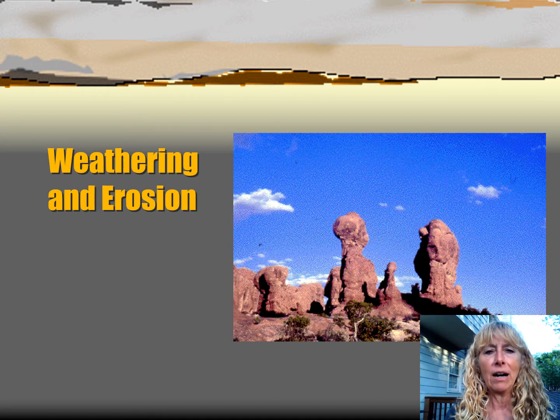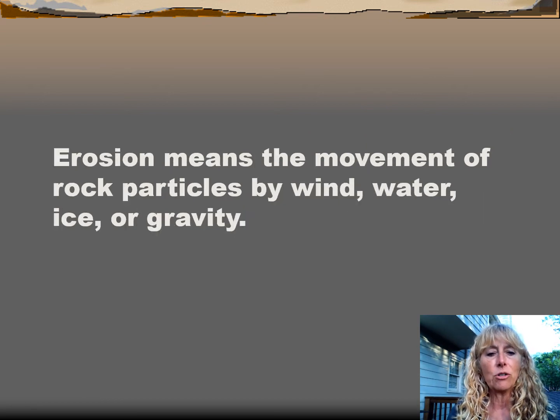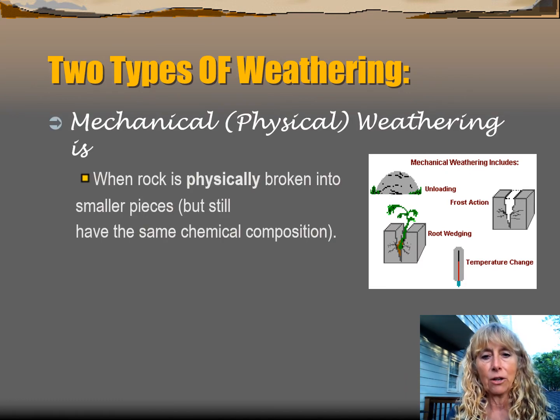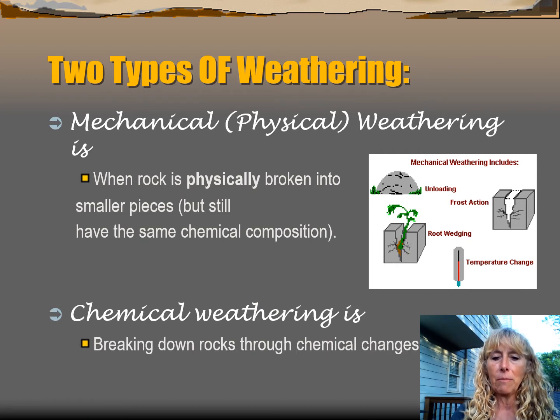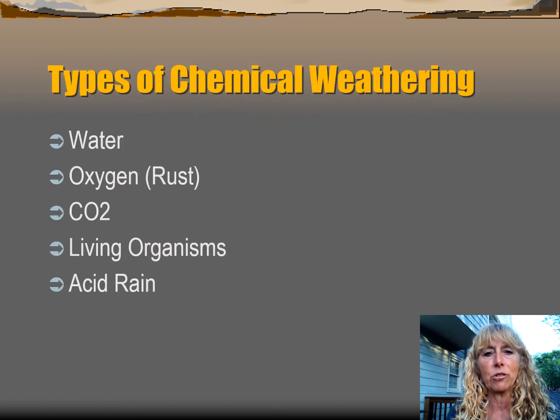So just to review a little bit what you learned in the last lesson about weathering and erosion, weathering is the process of breaking down rocks and other substances at Earth's surface, and erosion is the movement of those rock particles. So today we're going to talk about the second type of weathering. We learned at the last lesson, mechanical physical weathering is when rock is broken down by physical means. But today we're going to talk about chemical weathering, where breaking down rocks occurs through chemical changes.